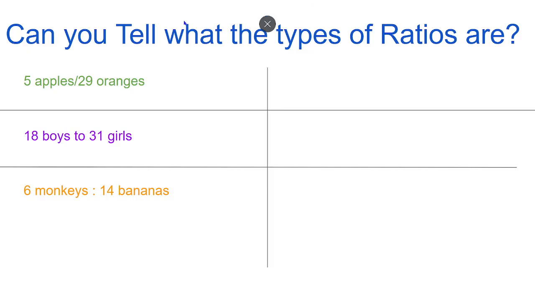This is with actual terms. So for 5 apples or 29 oranges, what is it? It is a fraction because it uses the slash symbol. Now we got 18 boys to 31 girls. What is the type used? It is the word "to." Finally, 6 monkeys to 14 bananas. Well, it's a colon.